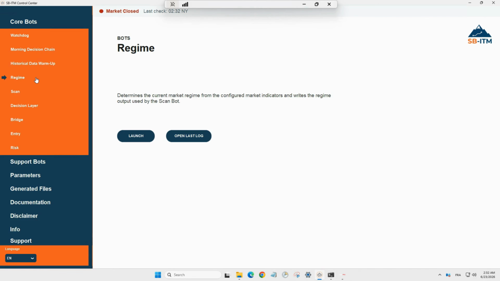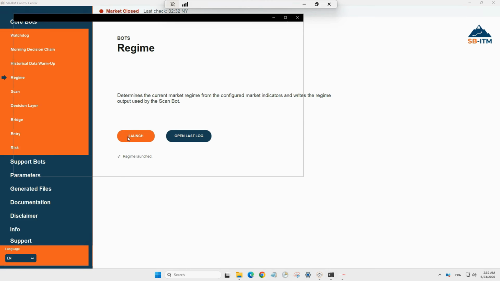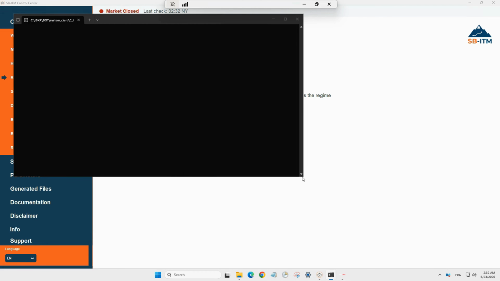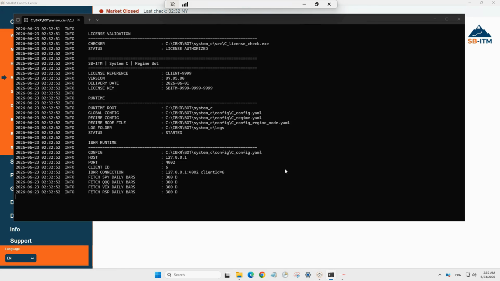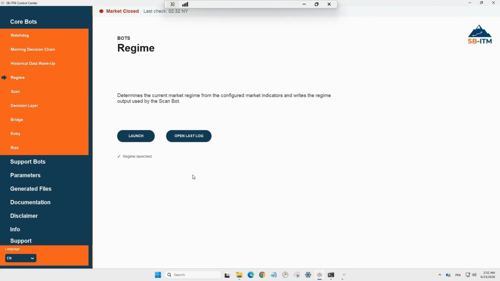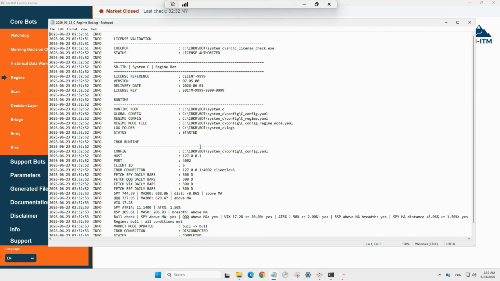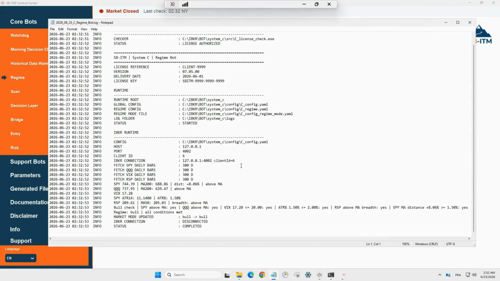The regime bot is the first analytical step of the workflow. It evaluates the current market environment before the system continues with the scan and selection process. This gives the ecosystem a market context layer before identifying potential trading opportunities.